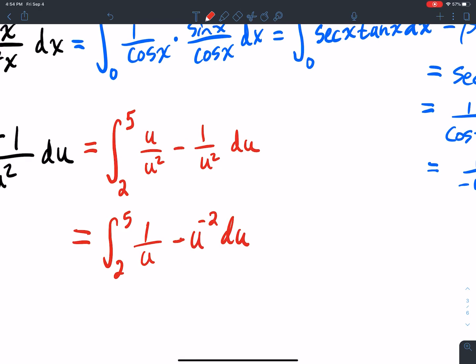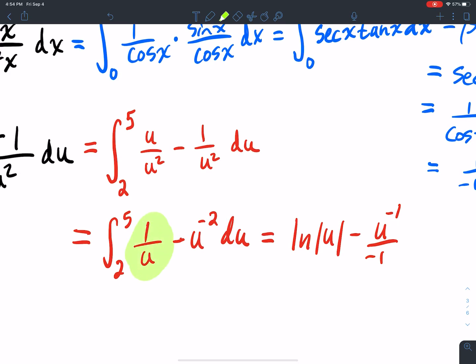Now I can apply the power rule to the second piece, and guess what? This one is a special one because the power rule doesn't work. The integral of 1 over x is ln absolute value of x, right? So the integral of 1 over u is ln absolute value u, okay? Now I do use the power rule here. I add 1 to the exponent, gets me -1, and then I divide by that -1, okay?